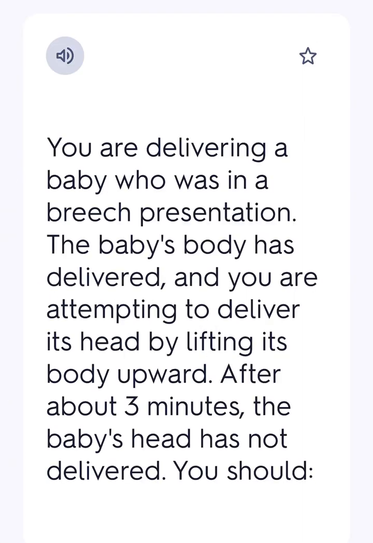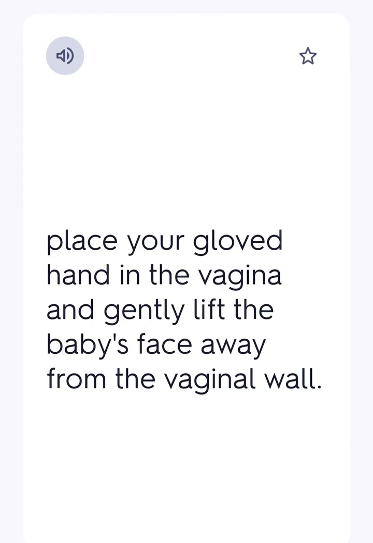You are delivering a baby who is in a breech presentation. The baby's body has delivered, and you are attempting to deliver its head by lifting its body upward. After about 3 minutes, the baby's head has not delivered. You should place your gloved hand in the vagina, and gently lift the baby's face away from the vaginal wall.